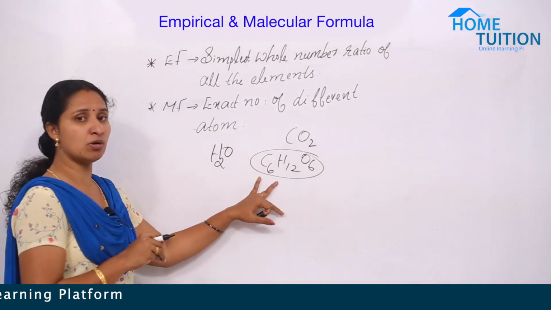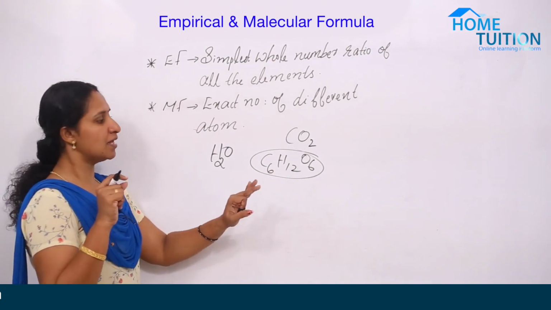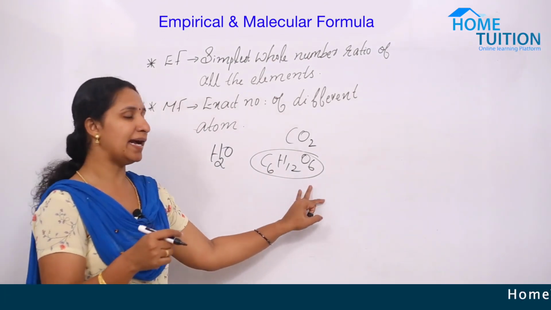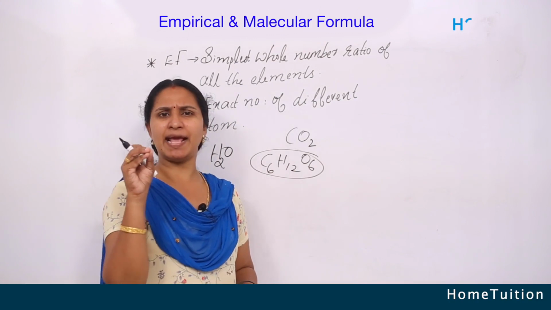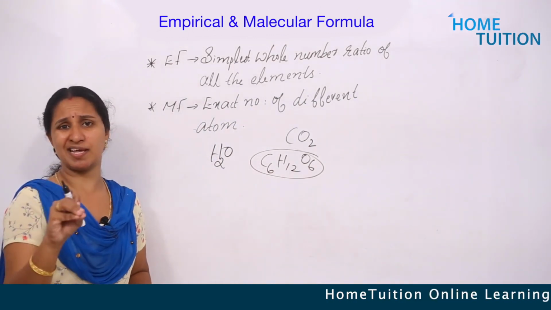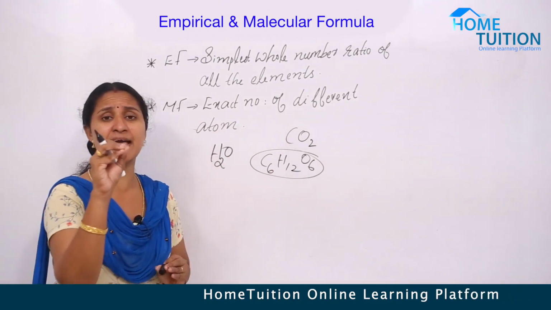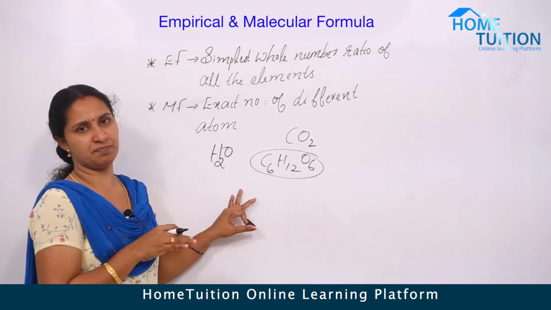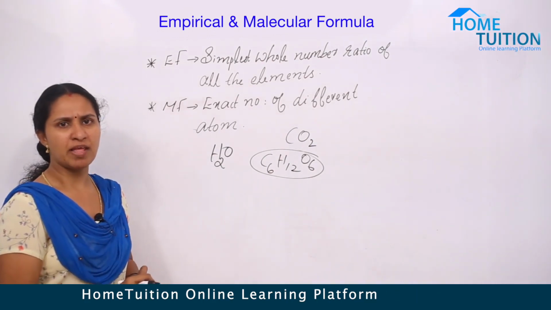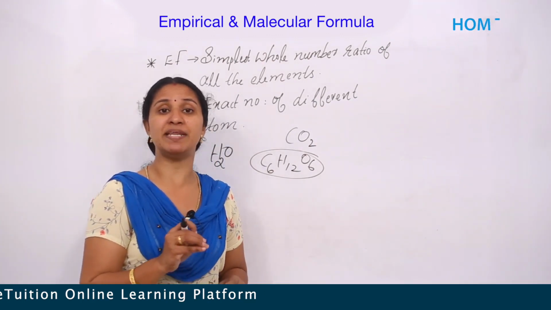And here in glucose, each molecule of glucose contains 6 carbon atoms, 12 hydrogen atoms, again 6 oxygen atoms. That's the exact number. And these exact numbers represent what? Yes, the molecular formula represents the exact number of atoms. That's the molecular formula. And the simplest form of this molecular formula is termed as empirical formula.